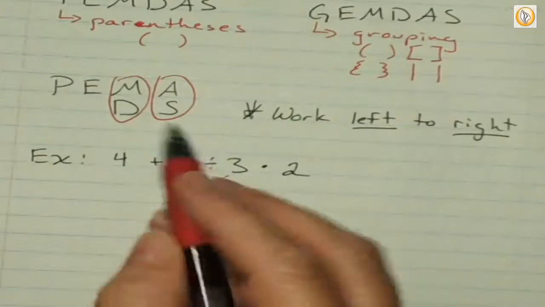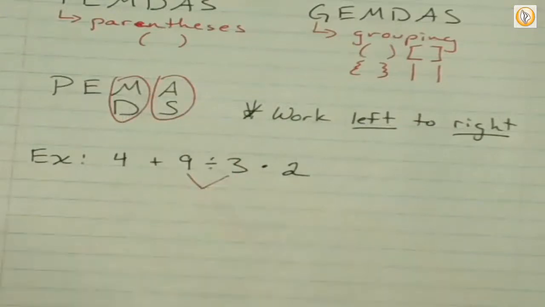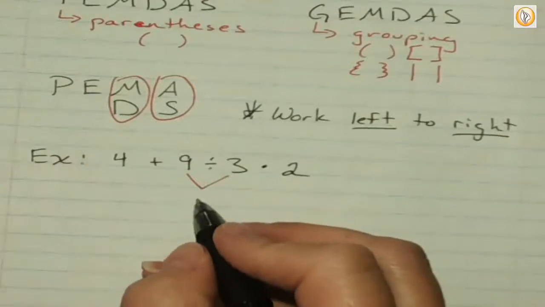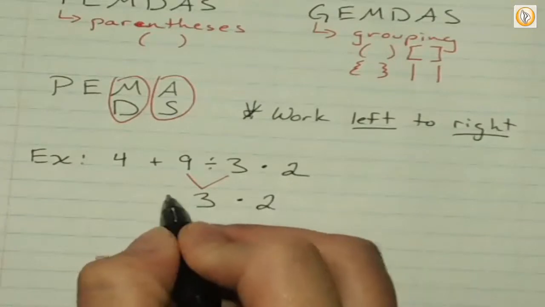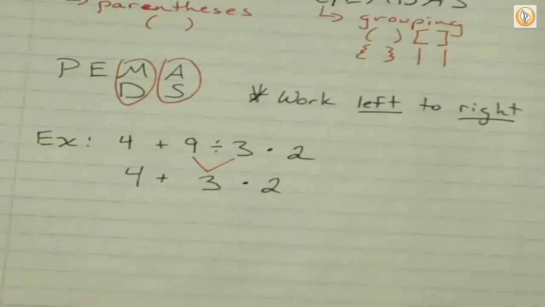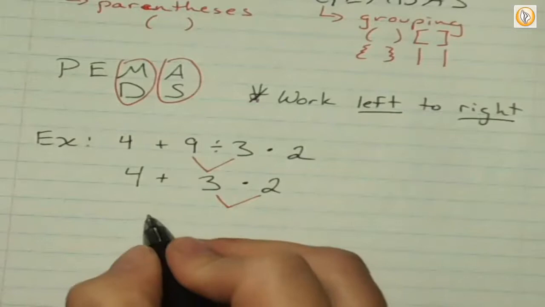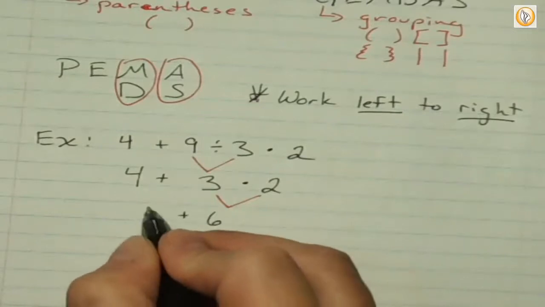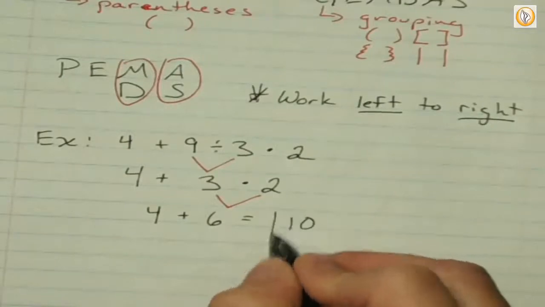So we have division, multiplication. So it's going to come before adding and subtracting, but we work left to right. So 9 divided by 3 is what, Cecilia? 3. And I'm rewriting my problem. Now, Cecilia, what do I do? The multiplication. That's right. We're going to do multiplication next. Again, working left to right. So what's 3 times 2, Cecilia? 6. Very good. And I'm rewriting my problem. So 4 plus 6 is what, Cecilia? 10.